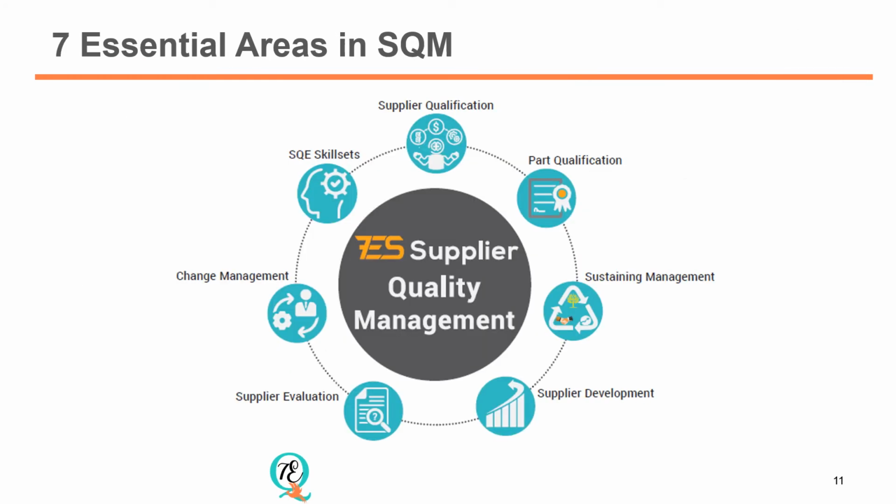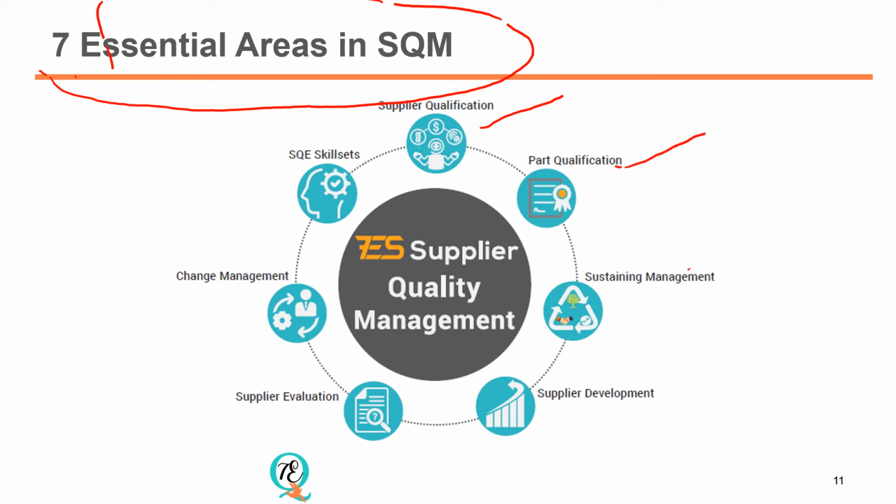I have created a systematic approach of managing suppliers in the 7 essential areas, which includes supplier qualifications, part qualification, sustaining management, supplier development, supplier evaluation, change management. You can have insights on those essential areas in the link included in the description below.